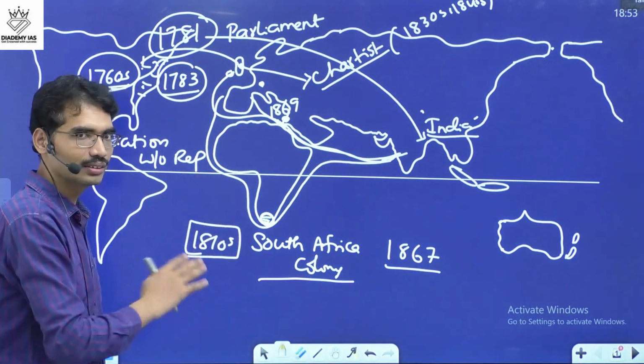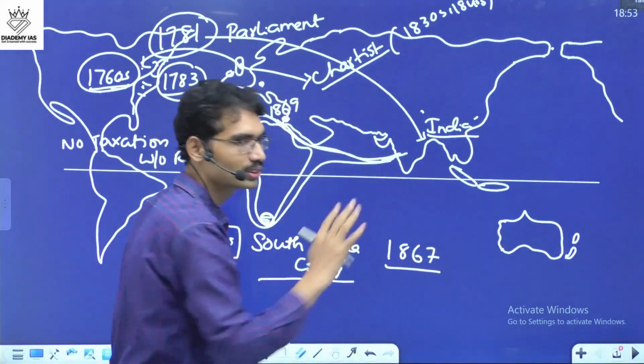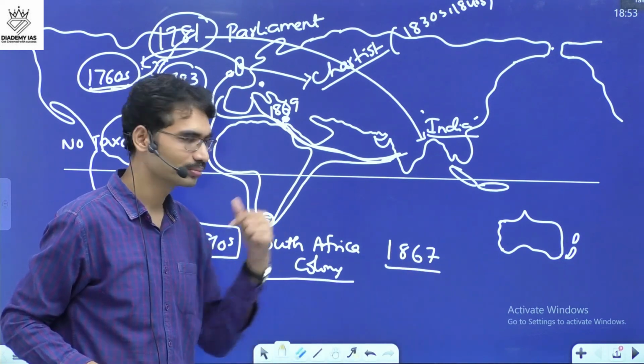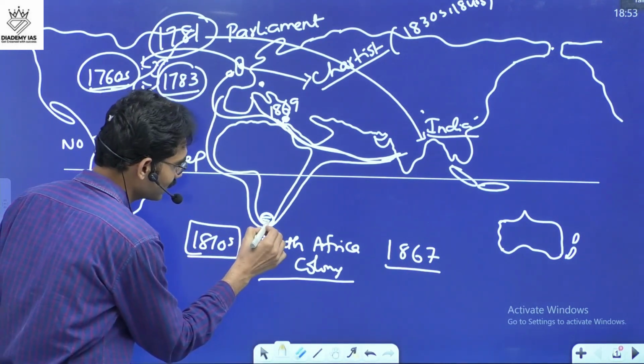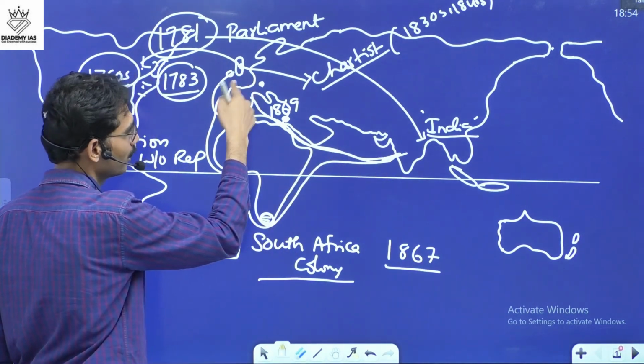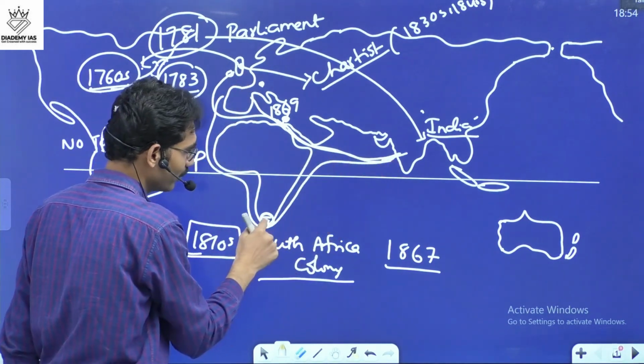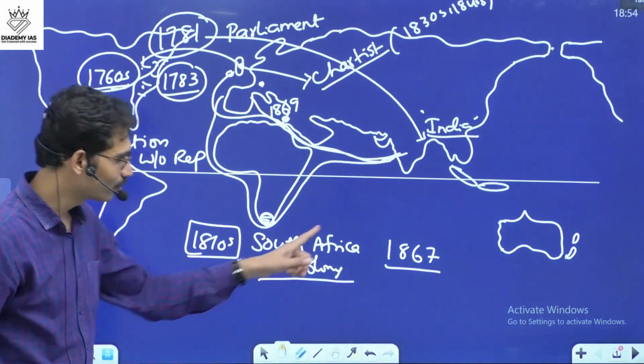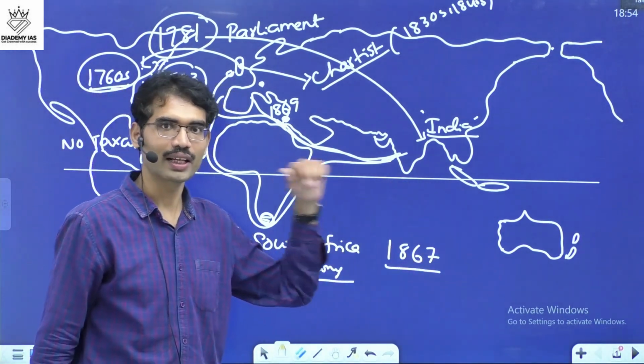Already it started, that's why after 1867 also it continued. It's not a sudden one here. And second one, this is a very strategic location to communicate between India and Europe. This route they have to go. That's why it is a very strategic location. For that, they wanted to control this land.